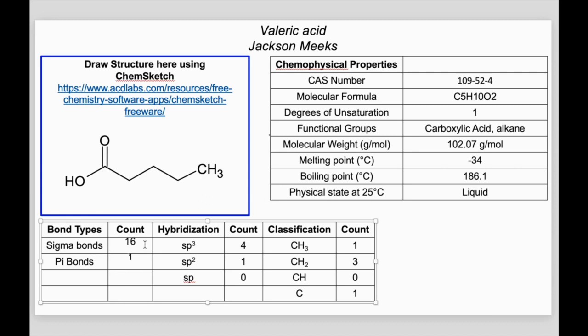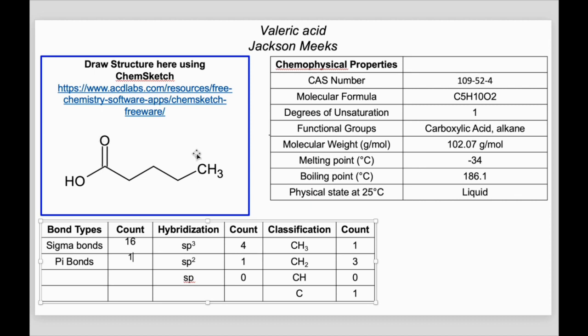Now down to the bond types. There are 16 sigma bonds throughout the compound, and that represents all the carbon to hydrogen bonds, the carbon to carbon bonds, the carbon to oxygen bonds, this oxygen to hydrogen bond, as well as part of this carbon to oxygen double bond. That sums up to 16 sigma bonds. The 1 pi bond present makes up a part of this double bond, so there's 1 sigma, 1 pi.